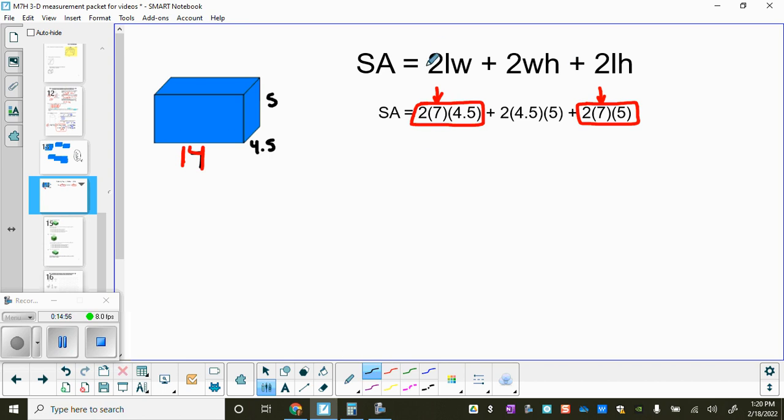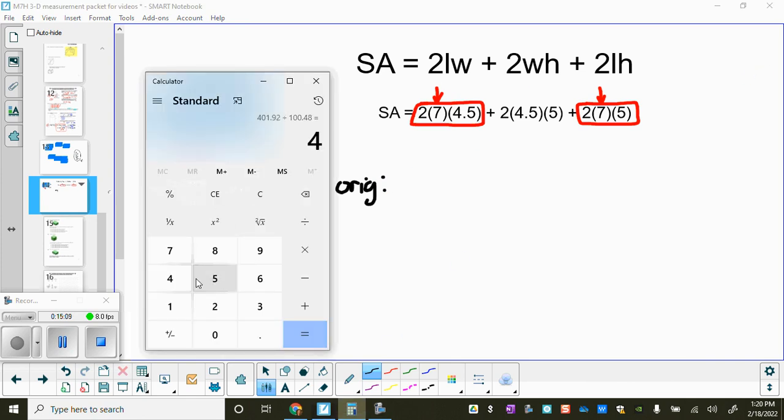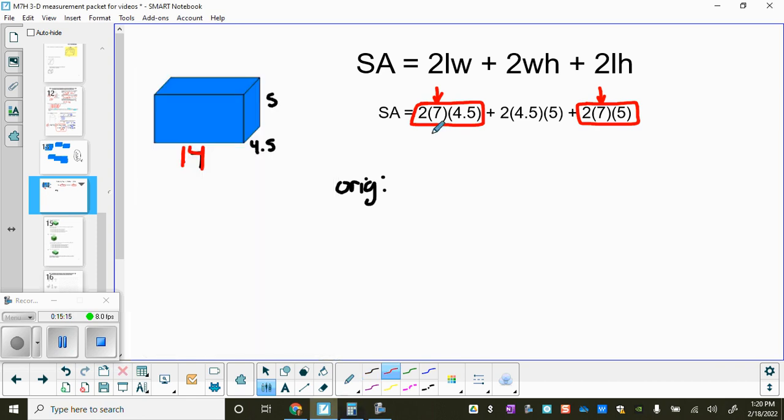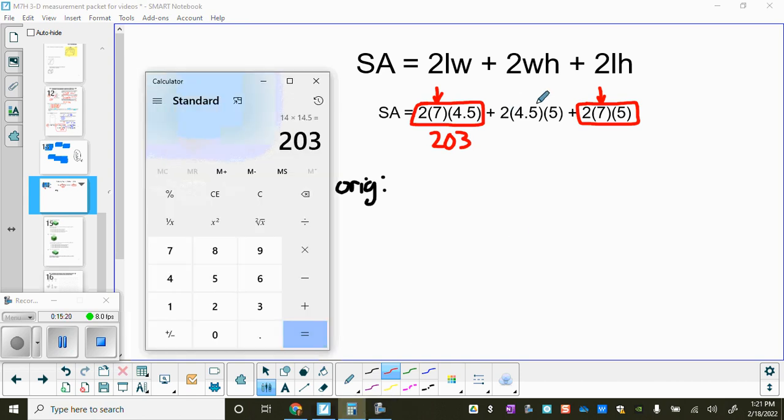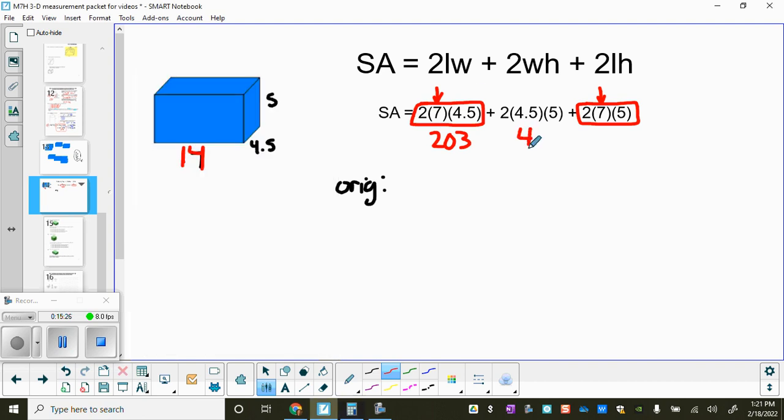So the only way we can really check to see what the change is for surface area is to calculate the original one and then calculate the new. So let's calculate the original surface area real quick with this stuff right here. 14, so I'm doing 14 times 4.5. All right, that's 203. Then we've got 2 times 4.5 times 5. So this is a 45.